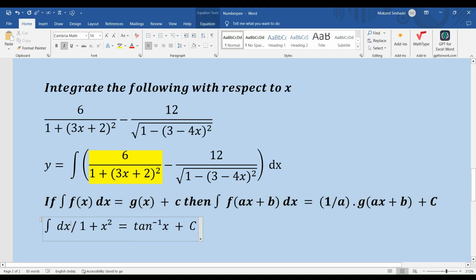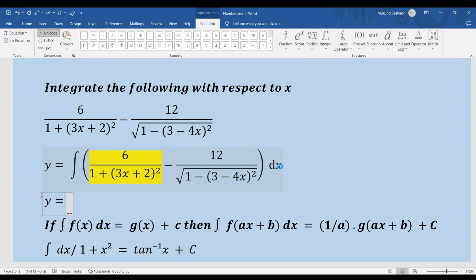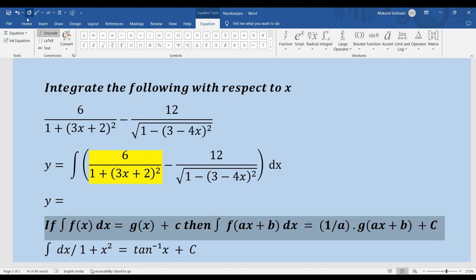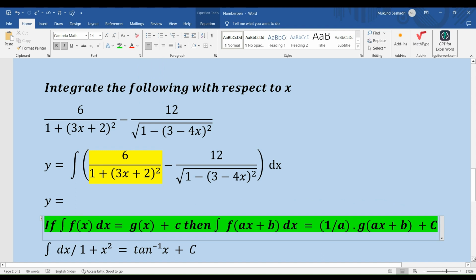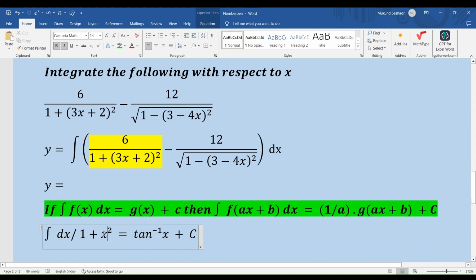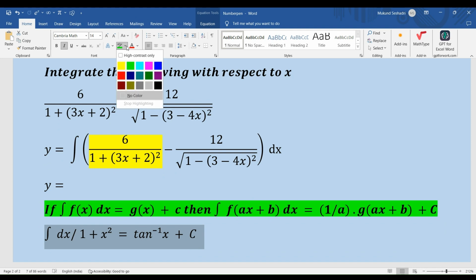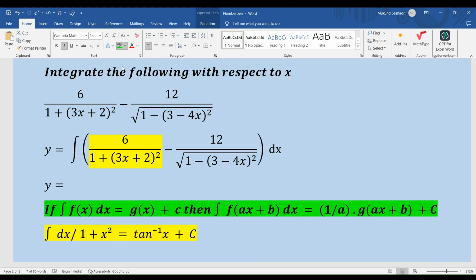So if integral of f of x dx equals g of x plus c, then integral of f of (ax plus b) times dx is equal to 1 by a times g of (ax plus b) plus c, right? So now I'm going to pick up the first function and go and calculate my y. And what is my y? We are handling function 1, which is highlighted in yellow. I'm going to apply this particular rule, which I've highlighted in green, and at the same time apply the formula integral of dx by 1 plus x square equal to tan inverse of x, right?